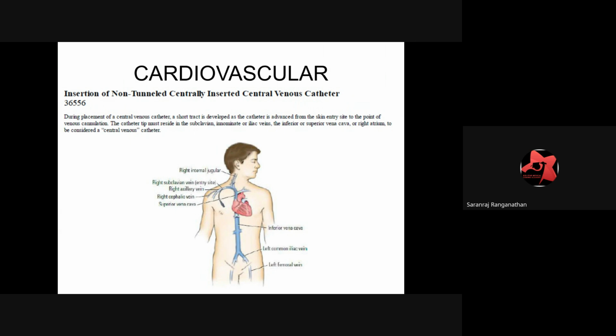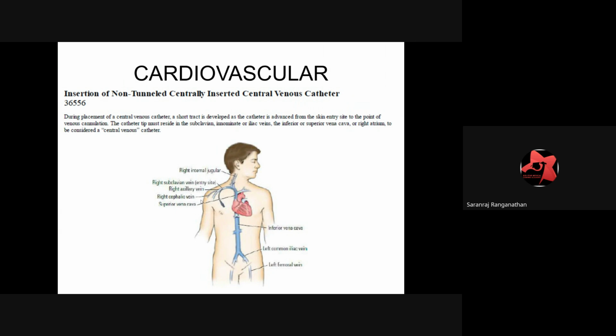A tunneled catheter has some tunnels in between the catheters. A non-tunneled one means a single catheter, with no tunnels. Based on that, the non-tunneled catheter code is 36556. The CPT description is: during placement of a central venous catheter, a short track develops as the catheter is advanced from the skin entry site to the point of venous cannulation. The catheter tip must reside in the subclavian, innominate or iliac veins, the inferior or superior vena cava, or the right atrium to be considered a central venous catheter.